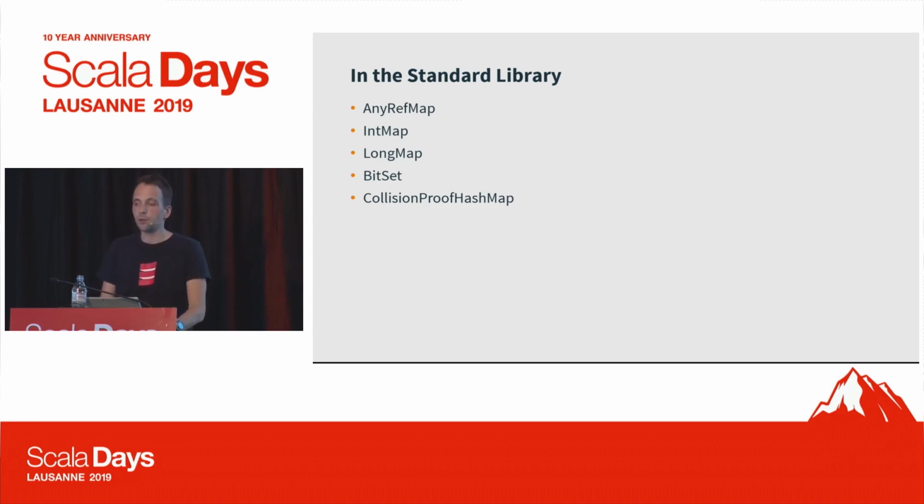And finally, there's CollisionProofHashMap. That's a new map implementation in Scala 2.13, which uses an ordering to combat excessively bad performance in case of hash collision attacks. That's something that can happen in the 2.12 map implementations. If someone produces deliberate hash collisions, you get bad performance in a hash map. So this can be used as an attack vector.